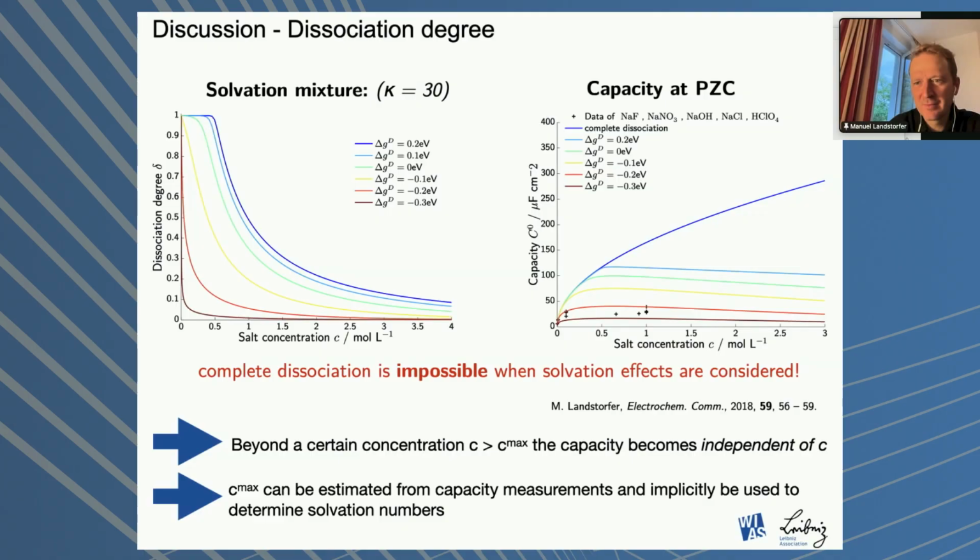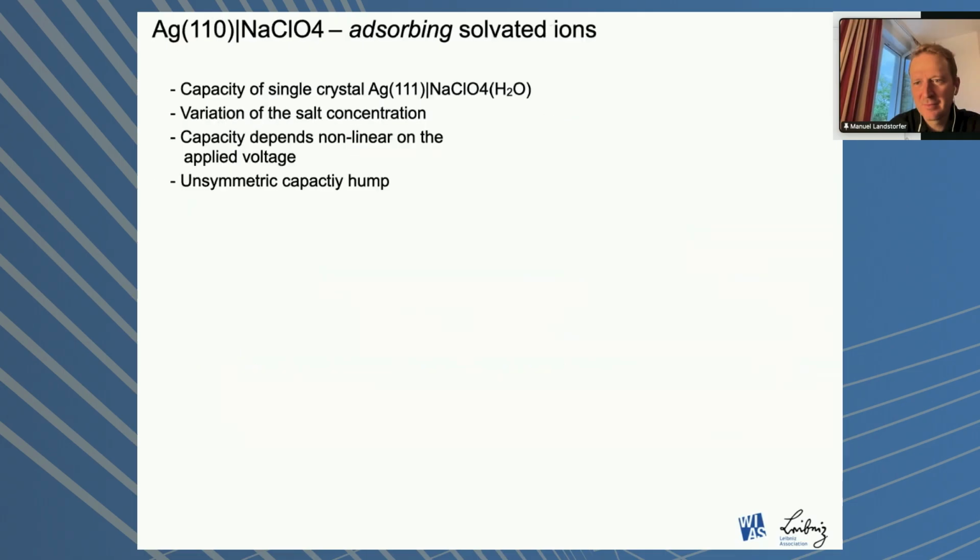And surprisingly, you can estimate the dissociation degree, or the Cmax, from capacity measurements, or use it implicitly in order to determine solvation numbers.